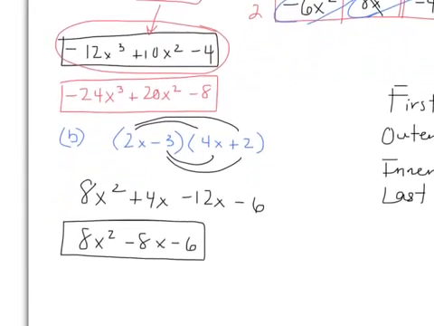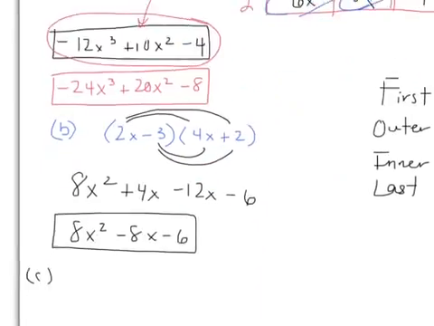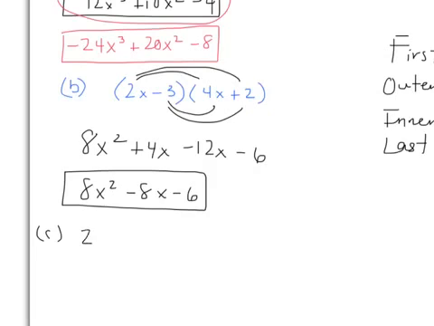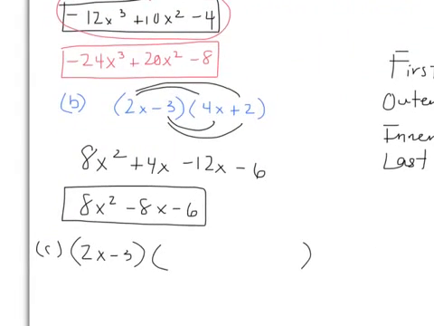So let's take a look at part C, and remember that it's h of x, okay, and h of x in this problem, if we go back up and look, is 2x minus 3. And then we're taking h of x, and we're multiplying it by g of x times u of x, which is this quantity right here. Okay, we already did that at the table. So I'm going to list this down at the bottom now because we're going to be using that. So we've got negative 12x to the third plus 10x squared minus 4.